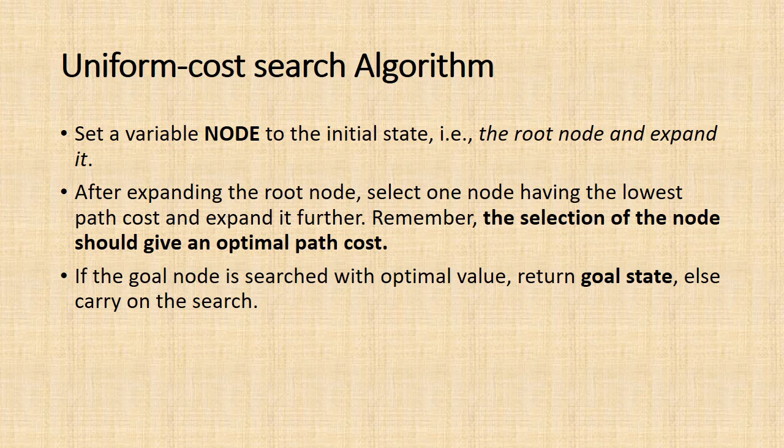Uniform cost search algorithm. Set a variable node to the initial state, i.e., the root node, and expand it. After expanding the root node, select one node having the lowest path cost and expand it further. Remember, the selection of the node should give an optimal path cost. If the goal node is searched with optimal value, return goal state, else carry on the search.